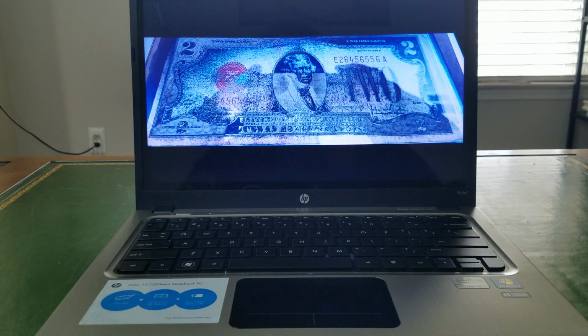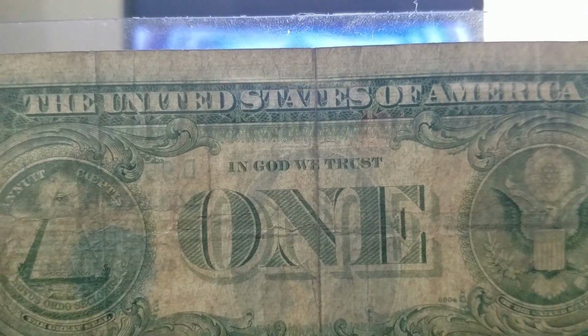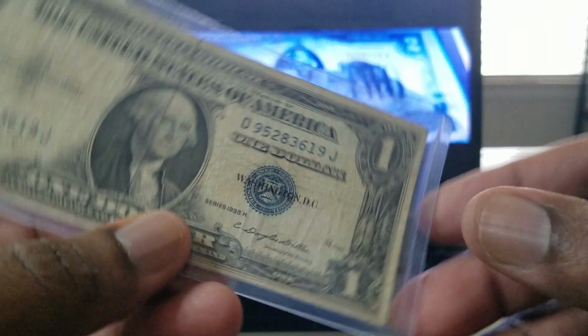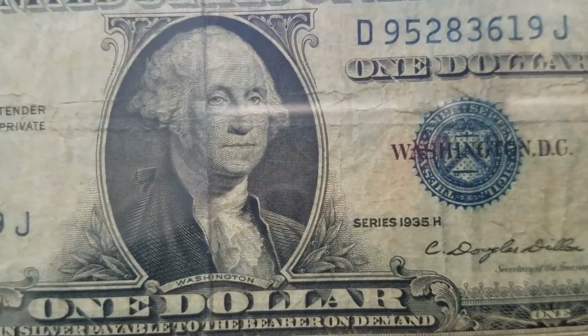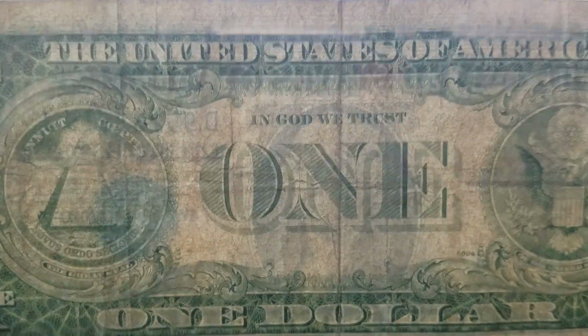All the way to H. So these notes were printed from 1935 until 1935H, with a suffix H. And the thing that's unique with the suffix H is that it came in two notes. This note has the motto, "In God We Trust," added to it, and it is series year 1935H. They also have a 1935H without the motto, the godless note.